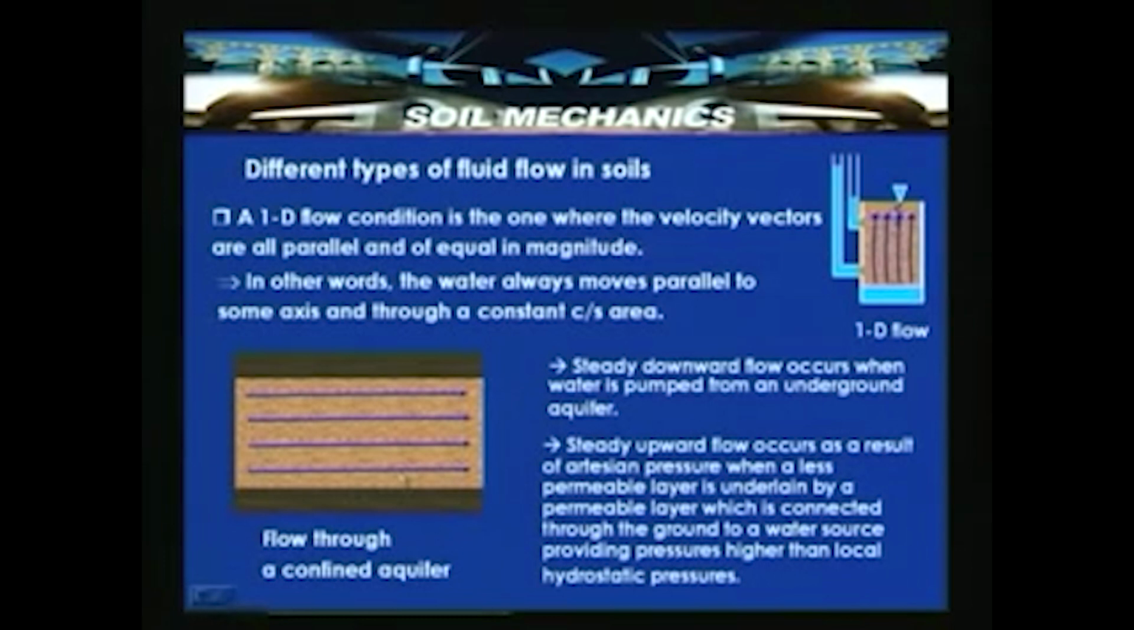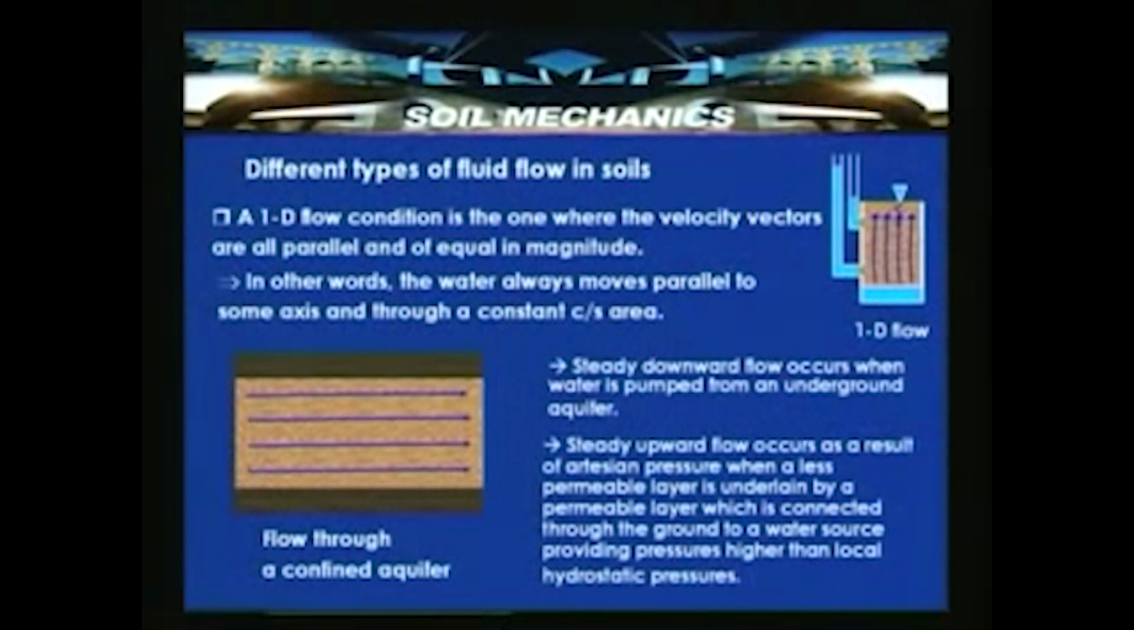Another example is flow through a confined aquifer. Suppose you have a flow occurring through a confined aquifer having a constant cross-section area, then we can say that again the flow is 1-dimensional. In this picture, the flow is occurring through a sand layer between 2 impermeable layers. So, this is again a 1-dimensional flow, not necessarily in the vertical direction. It can be because of any confined aquifer condition which is prevailing.